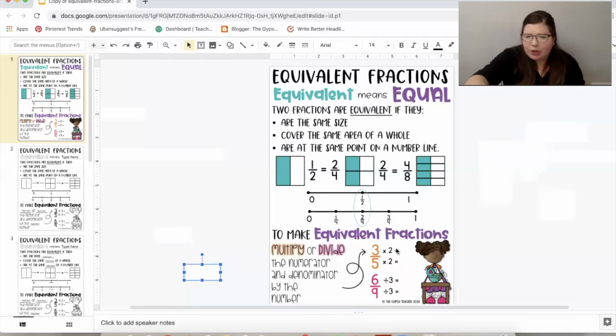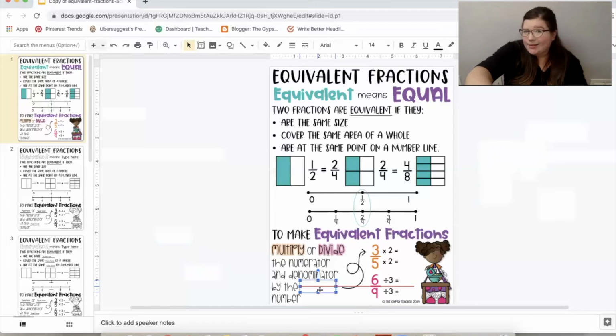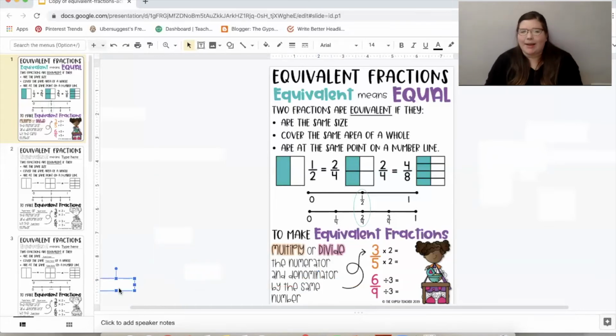So we see 2 and 2 and 3 and 3. So I think the missing word should be, drum roll please, same. If you said same, give yourself a high five. Okay, and write the word same.